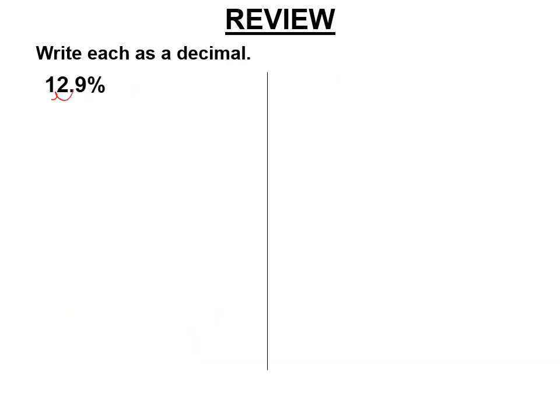Now make that a decimal, right? 0.129, 129 thousandths. This one, you have an empty space, you've got to put a 0 back. It's 0.02, that's 2%.